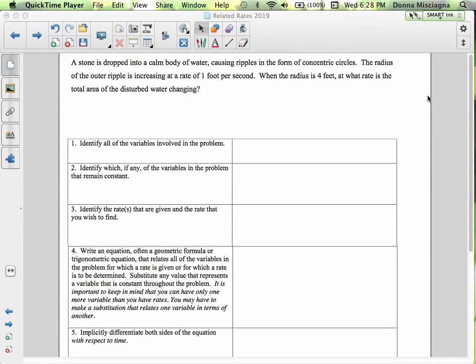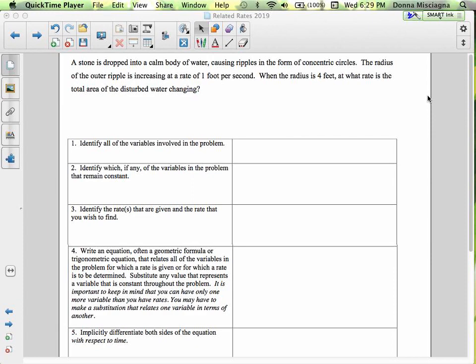Welcome. Let's do more related rate problems. A stone is dropped into a calm body of water, causing ripples in the form of concentric circles. The radius of the outer ripple is increasing at a rate of 1 foot per second. When the radius is 4 feet, at what rate is the total area of the disturbed water changing?